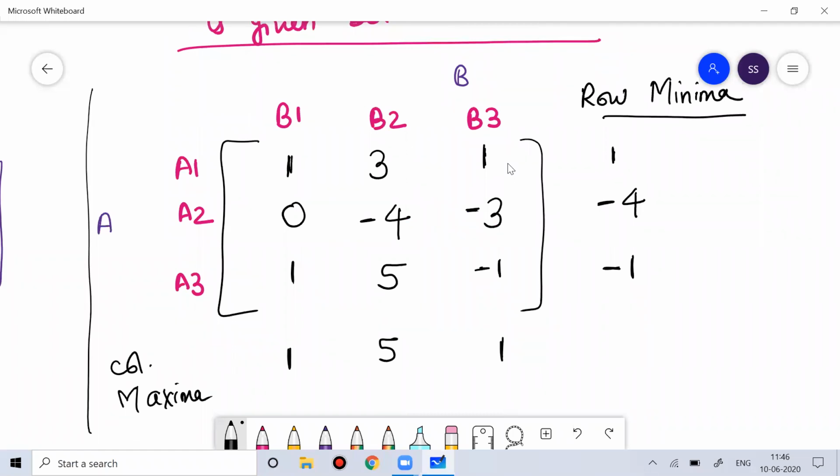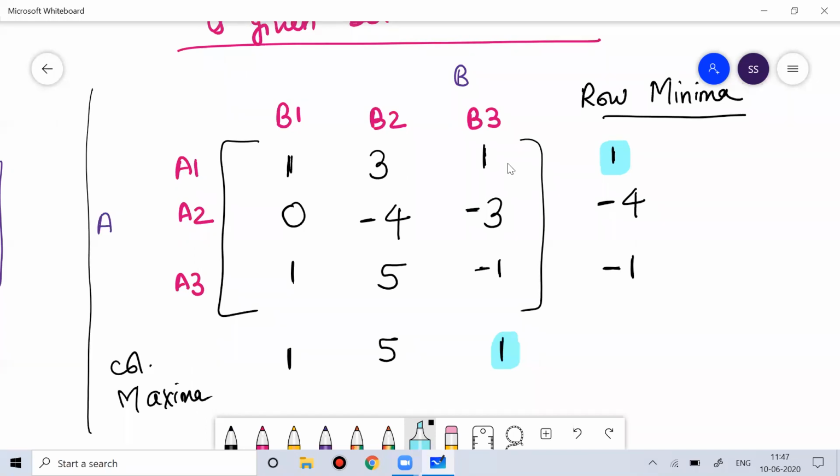So to solve the problem, we'll find the row minima. For every row we'll find the smallest element. Similarly, we find the column maxima. Once you have all the row minima, find the value which is the greatest among them. That is +1. And from all the column maxima, find the smallest value, and that is also 1.